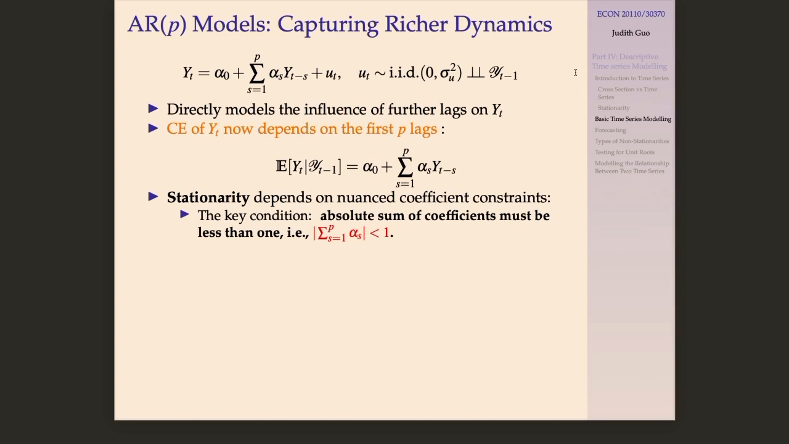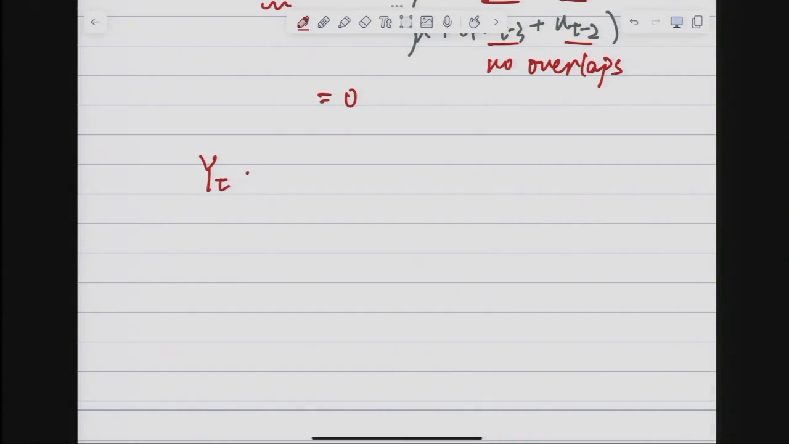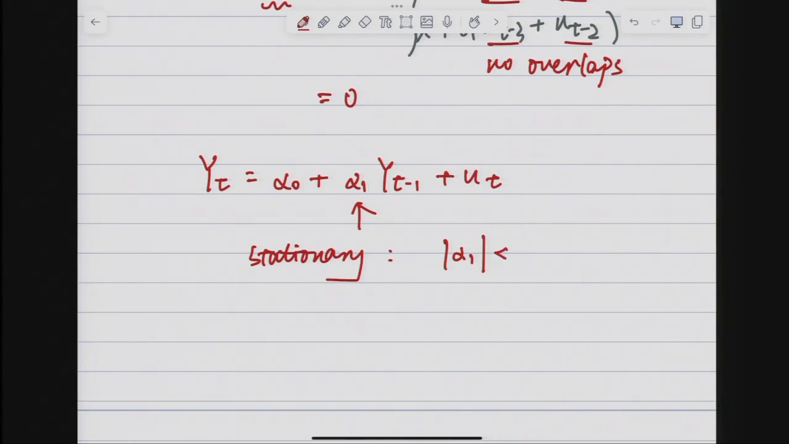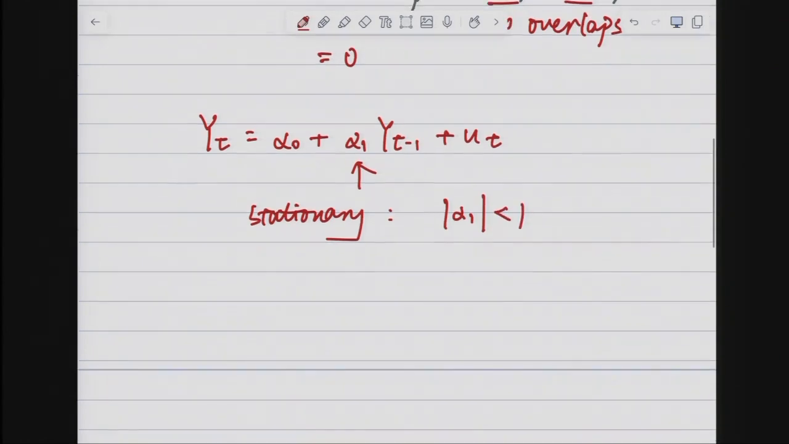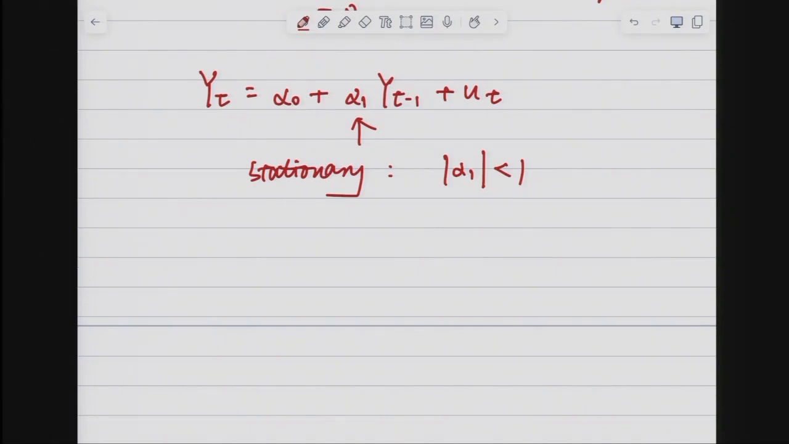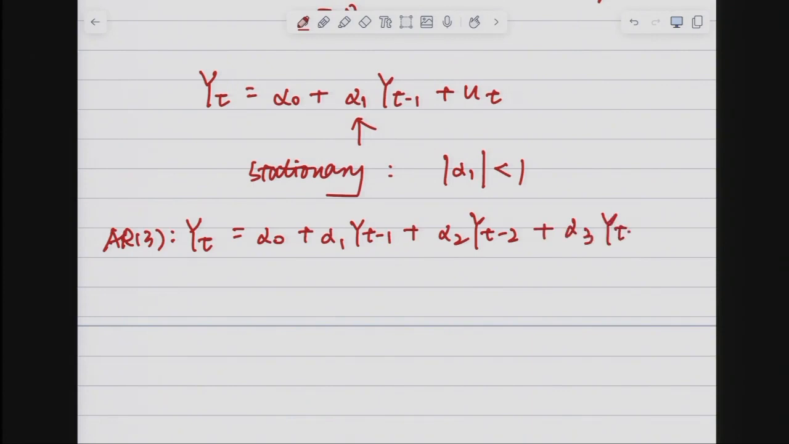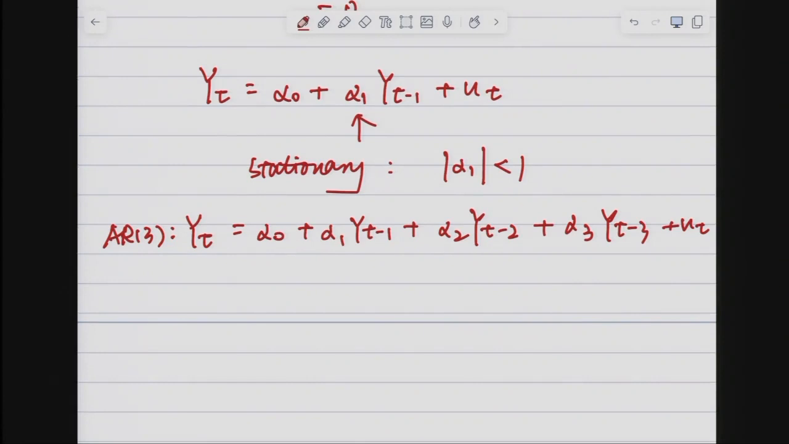So previously in the AR1 case, we have y_t equal to alpha_0 plus alpha_1 y_{t-1} plus u_t. So stationarity would imply alpha_1 to be less than 1 in absolute value. So what then for a higher order AR model, for example, an AR3, where y_t depends on the first three lags? We have y_{t-1}, y_{t-2}, and also y_{t-3} entering on the right-hand side. Then stationarity would depend on all three slope coefficients.